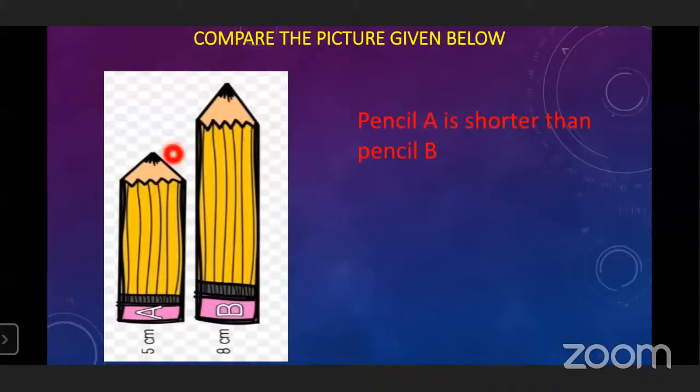When we compare the two pencils with one another, we can say that pencil A is shorter than pencil B. Why did I take pencil A first? Because in the picture, pencil A is given first. That's why I started from pencil A. Pencil A is shorter than pencil B.